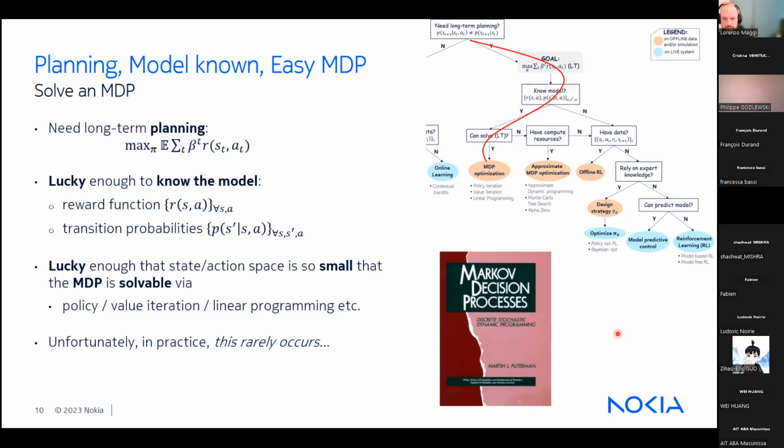And in this case, let's start, let's say, simple, quote, unquote. We are lucky enough to know the model, first of all. Basically, you know the reward function, you know the transition probabilities, and you're also lucky enough to be able to solve the Markov decision process. So basically, you write the equations and you solve it through, say, policy iteration, value iteration, linear programming, whatever you find in this wonderful book that accompanied me throughout my PhD thesis a long time ago.